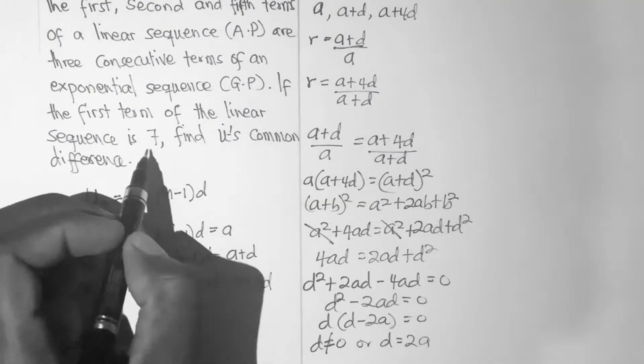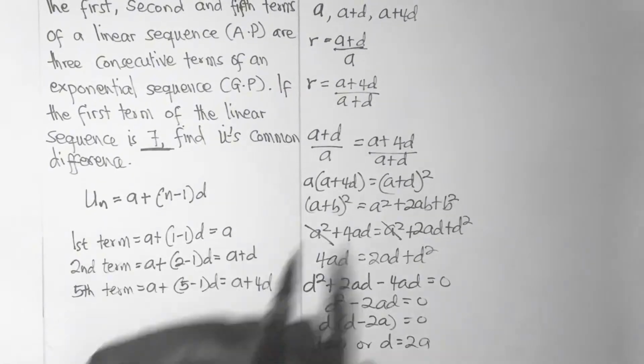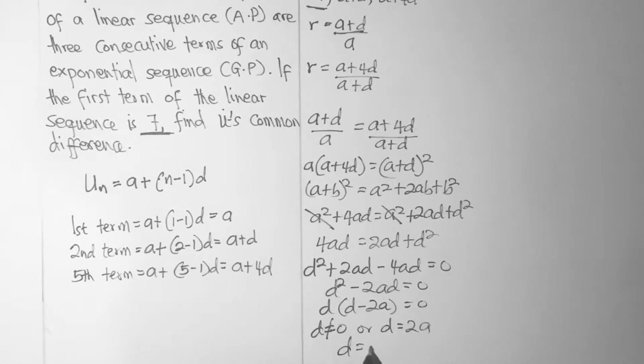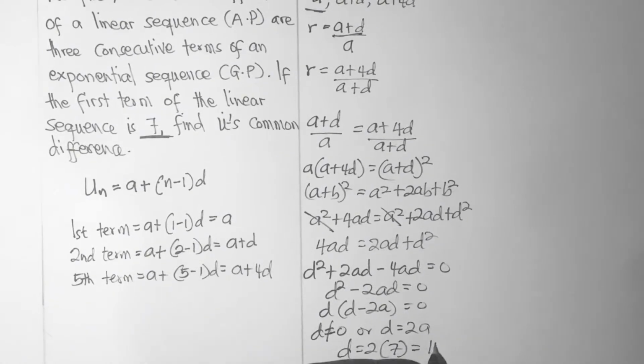But from the question, it says that the first term is 7, and then the first term is a. So d is equal to 2 times 7, which is equal to 14.